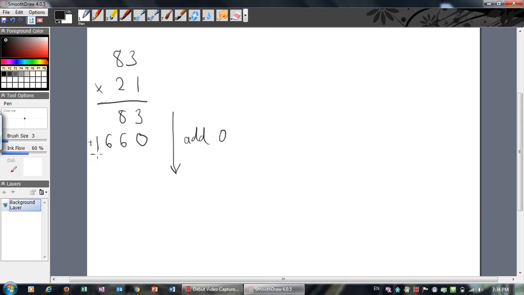Now that we've got that, we need to add those two together to get the grand total. 3 plus 0 is 3. 8 plus 6 is 14. 1 plus 6 is 7, and 1 on its own. The answer is 1743. Okay, I'll just do one.